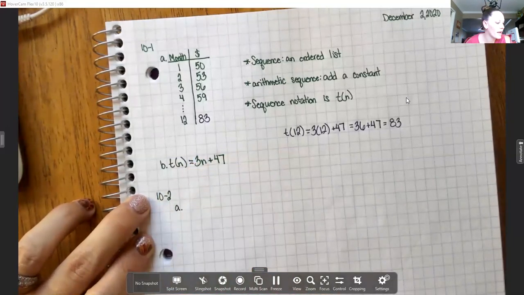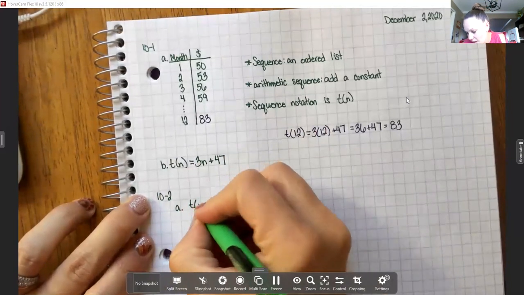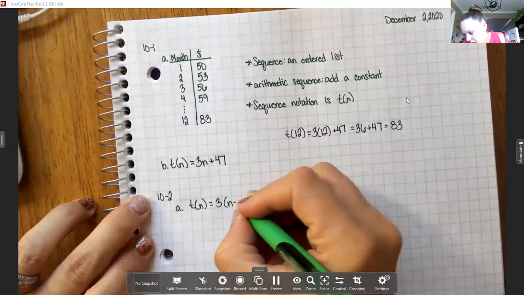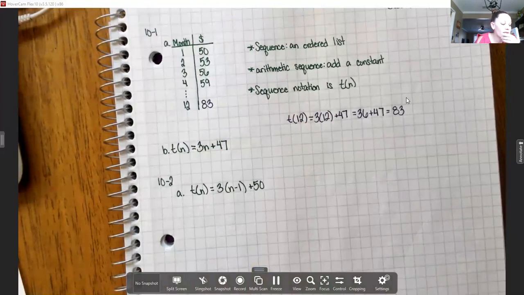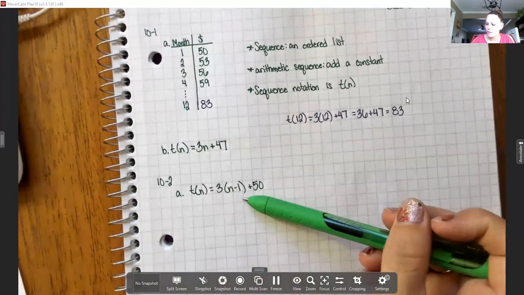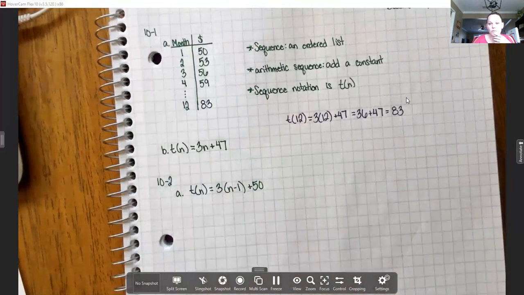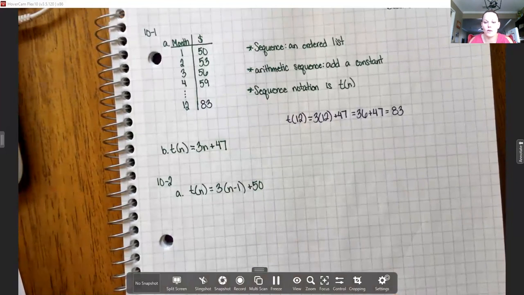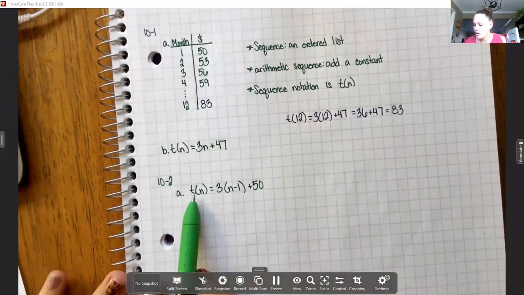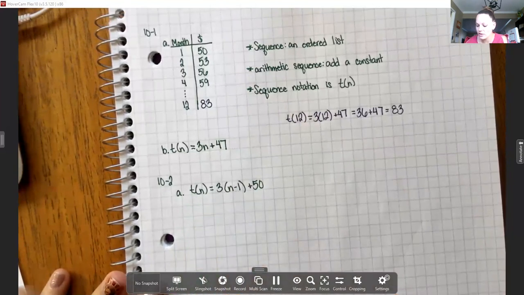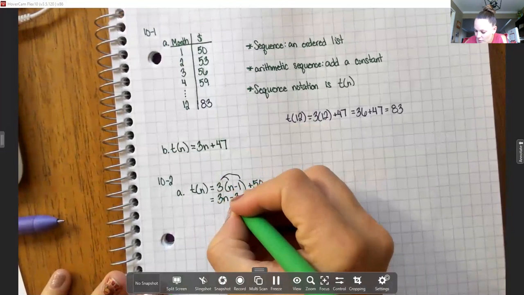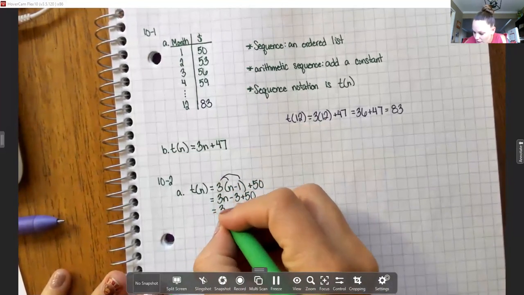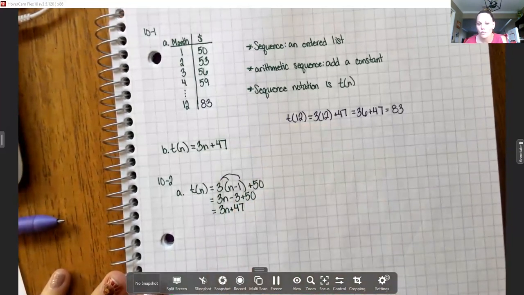So 10-2 part A says that Uncle Zachary wrote his equation like this. T of n equals 3 times n minus 1 plus 50. And that's what's given to you in the book. Verify that this is equivalent to the equation that you wrote. What's the advantage of writing it this way, and what's the advantage of writing it the way we did? So again, this is how Uncle Zachary wrote it. And if we just distribute here, we get 3n minus 3 plus 50, which is 3n plus 47. So it's the same thing.